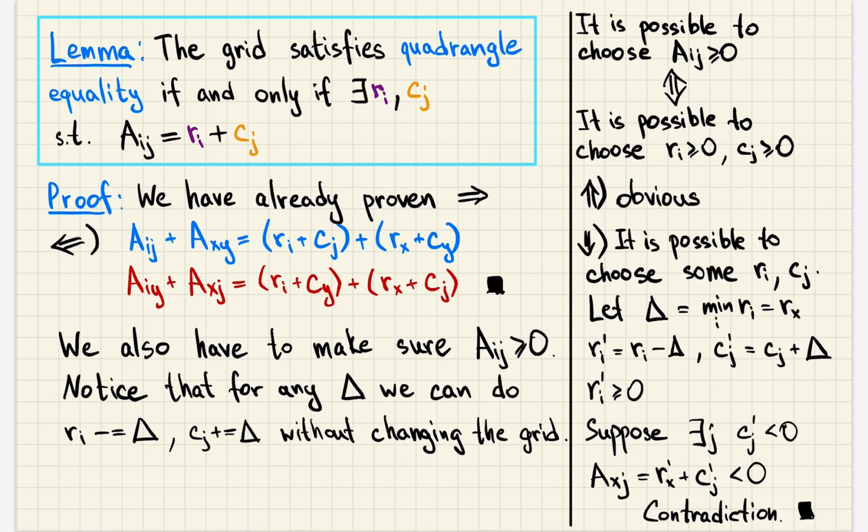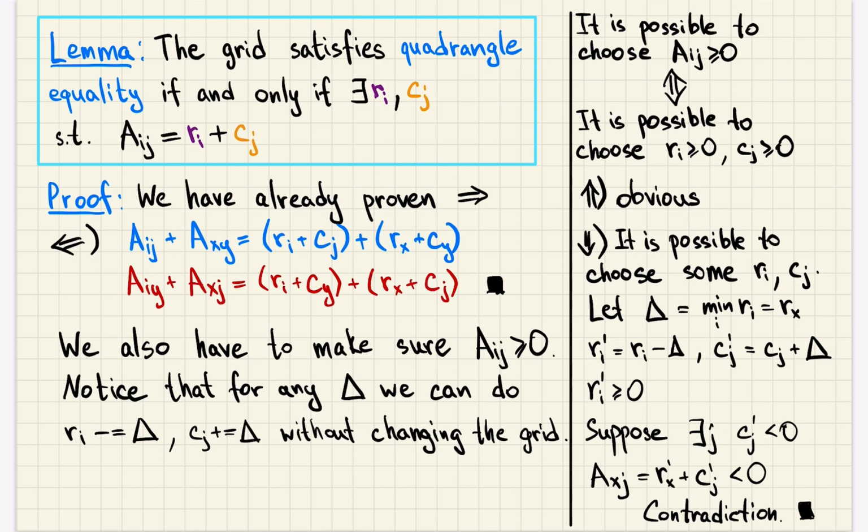We have to make sure that all the elements in the grid are non-negative, and since we know that we can do quadrangle equality if and only if we can choose these numbers, we now want to choose these numbers instead of actually filling all the grid. So we want to transfer this property into a property on ri and cj. And it is natural to think that we should just have properties that ri is non-negative and cj is non-negative, right? Like this should be non-negative, and it is the sum of ri and cj. If both of them are non-negative, then we are good.